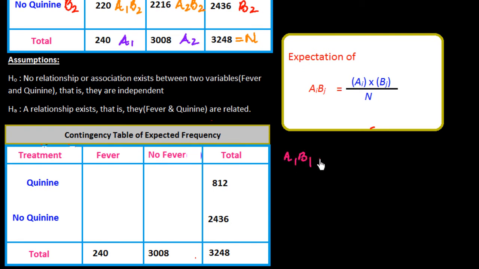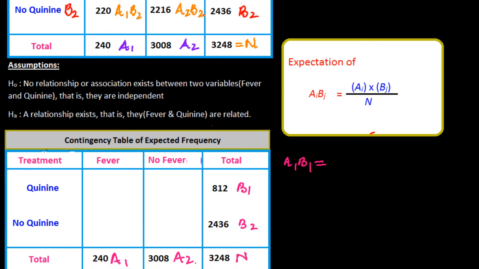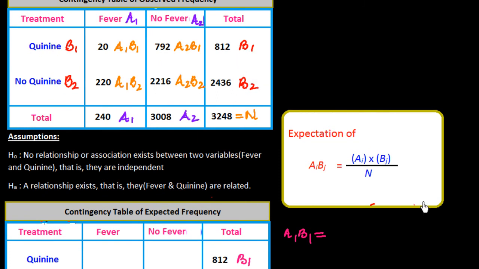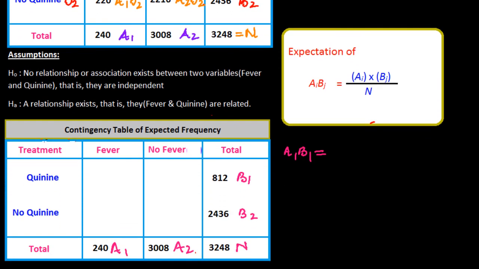A1 B1 is equal to, so this is our, I write it down here, B1, B2 over A1, A2 and N. What we have to do is write down the totals in this expected frequency contingency table. We will write down the totals only, and keep blank the internal cells where we have to put the expected frequency. So how we get the expected frequency, I explain here.